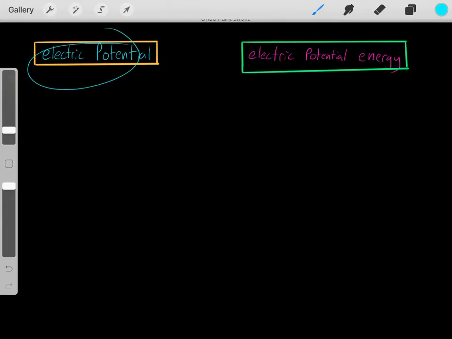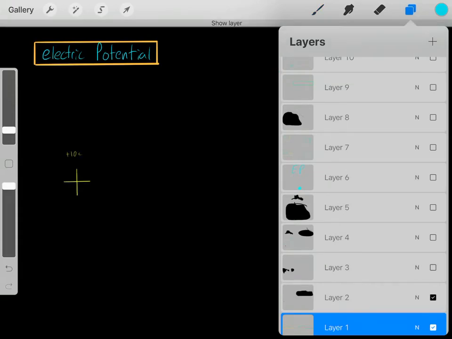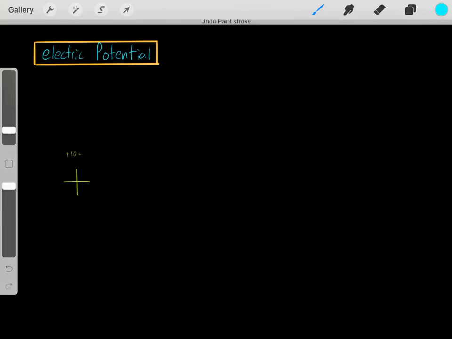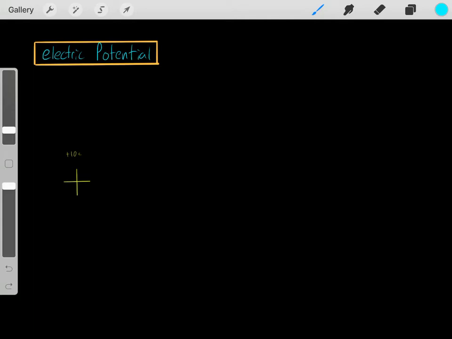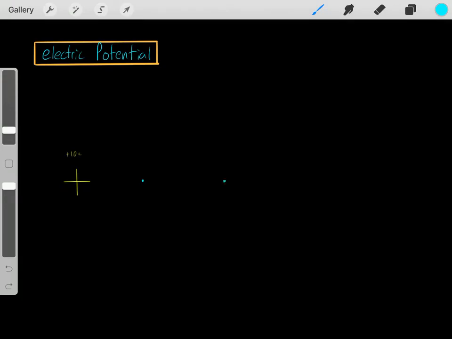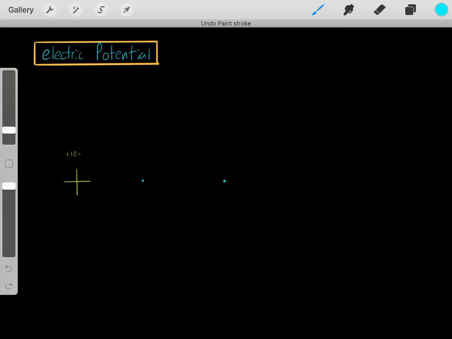So what is electric potential? Well, first, let's imagine we have this particle with a positive 10 coulomb charge. We know coulomb is the unit of charge. Due to this charge, it's going to create electric potentials. For example, at this particular point, it's going to have a certain electric potential because of this charge. And also at this particular point, it's going to have its own electric potential. This charge creates these electric potentials.